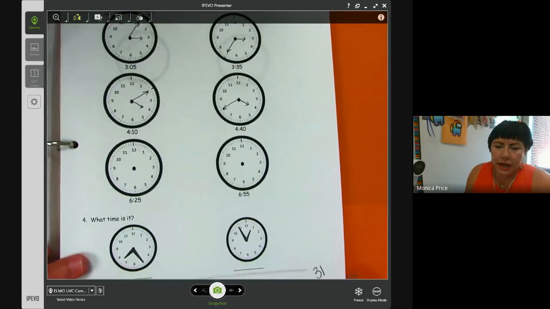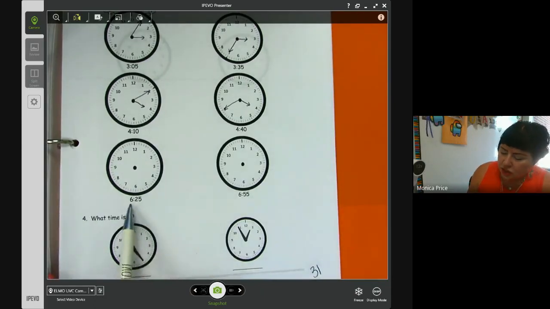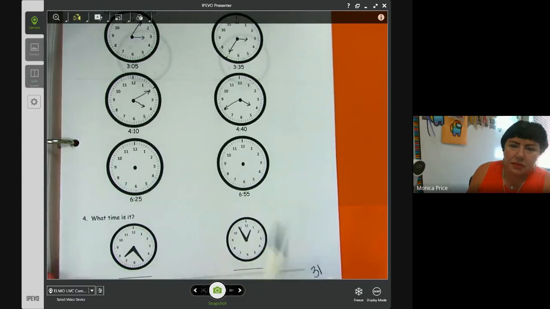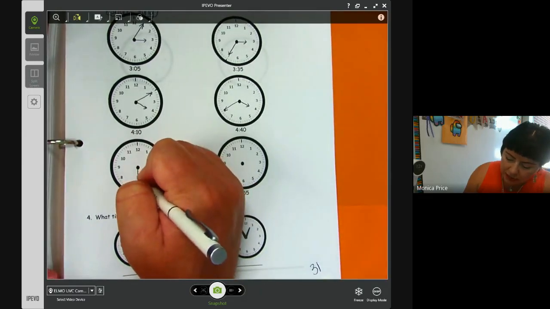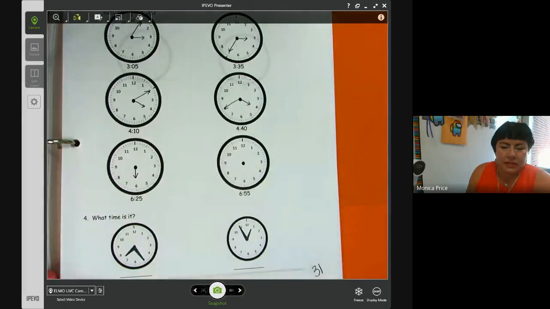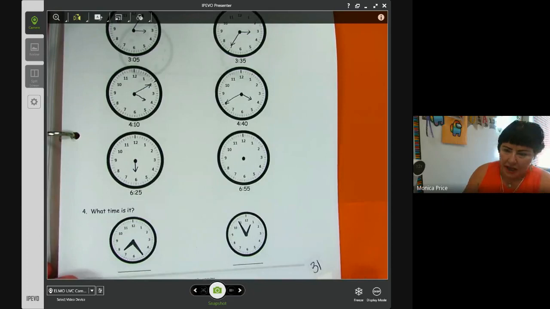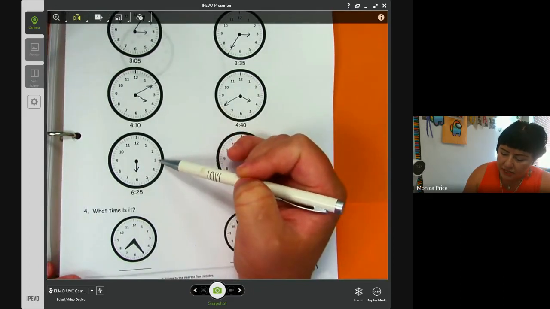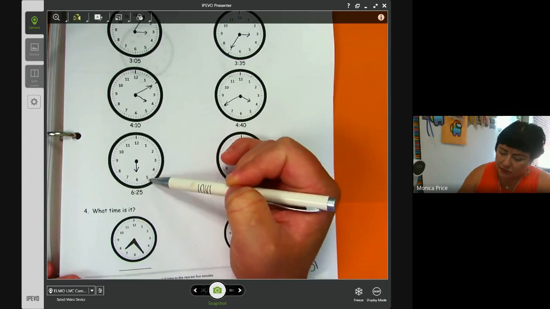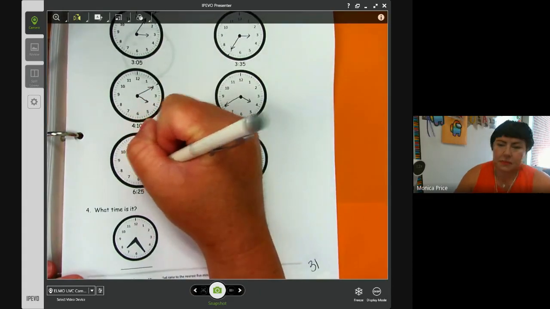Then we're going to go ahead and move into 6:25 and 6:55, as you can see in the digital down below. So we're going to draw the hour hand, make it nice and short, pointing down to the 6. And then continue our practice of counting by 5s. So again, we're going to go 5, 10, 15, 20, 25. Get that minute hand pointing to the 5.